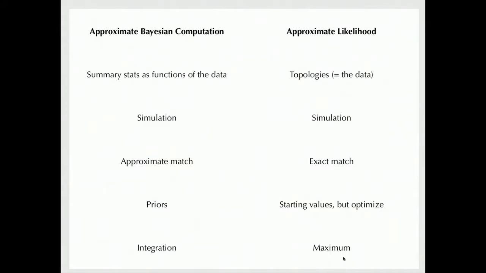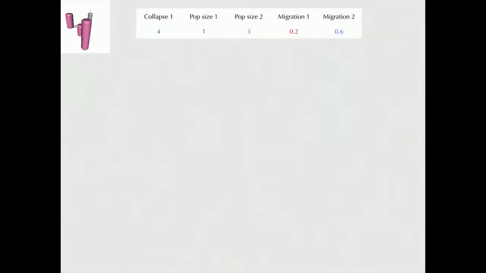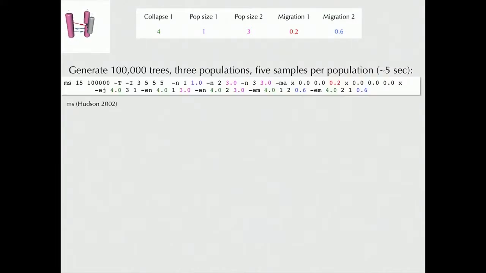Okay. How does this work in practice? So let's say here's my model. Okay. And I have these numerical values for the parameters. Migration rate of 0.2, migration rate of 0.6. I use MS and simulate. Right, there we go. So how many people have used MS directly? Okay, many of you.